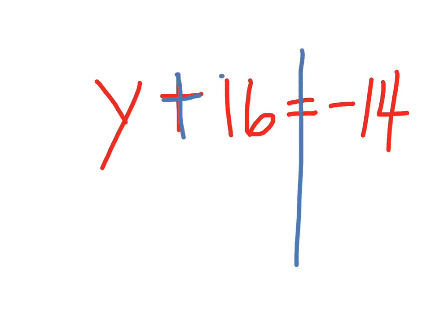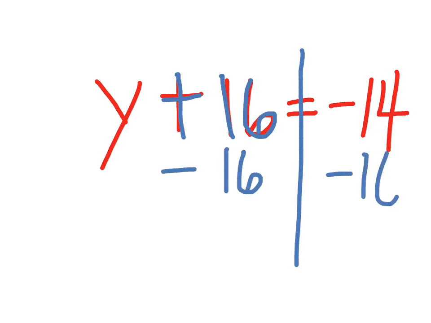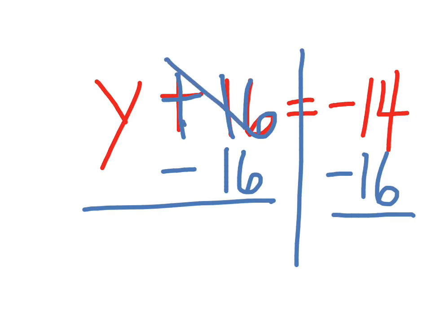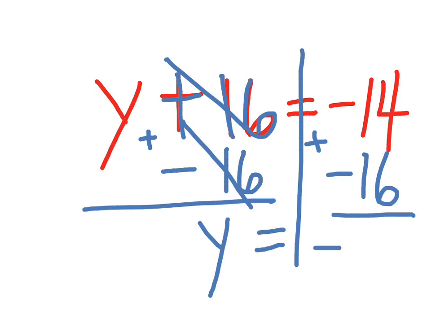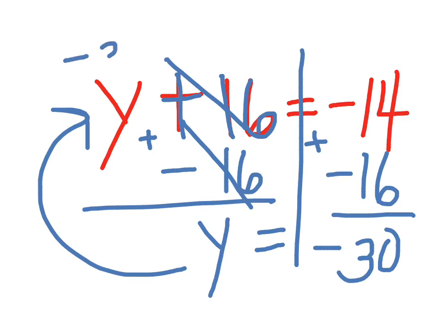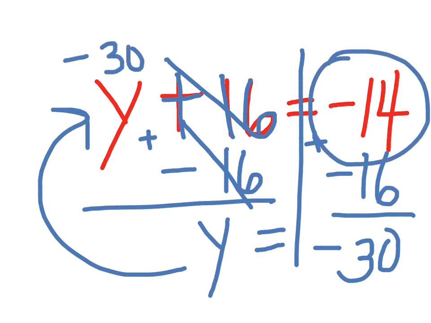So what's the opposite of adding by 16? It's subtracting by 16. This will be 0, because 16 minus 16 is 0, or you're adding two numbers that have opposite signs, so that will be 0. Bring down y, bring down the equal sign. Negative 14 plus negative 16, or negative 14 minus 16, is negative 30. So negative 30 plus 16 equals negative 14.